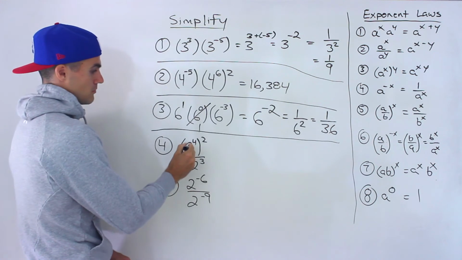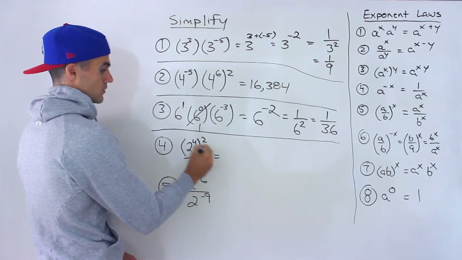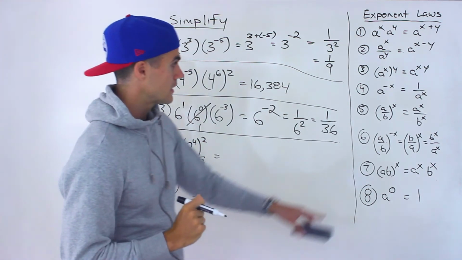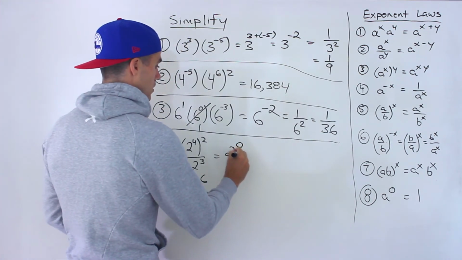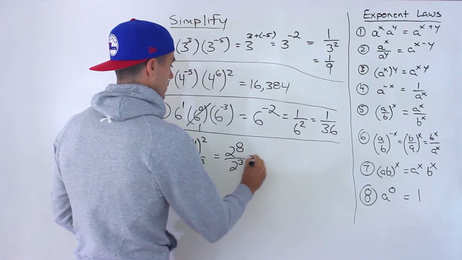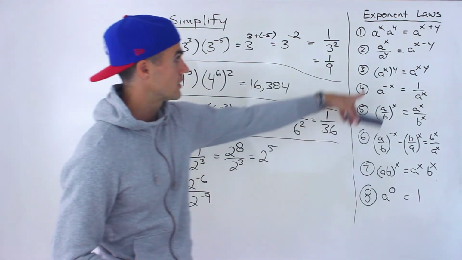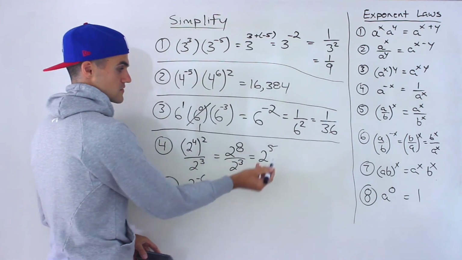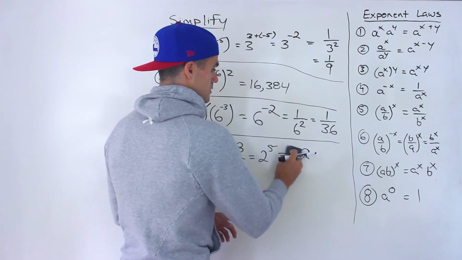Number 4, we got 2 to the power 4, all to the power 2, over 2 to the power 3. So here in the numerator, we can multiply these exponents, right? It is in this format right there. So we'd have 2 to the power 8 over 2 to the power 3, which would give us 2 to the power 5. You could subtract the exponents here because you're dividing exponential terms with the same base. So 8 minus 3 is 5. 2 to the power 5 is 32.